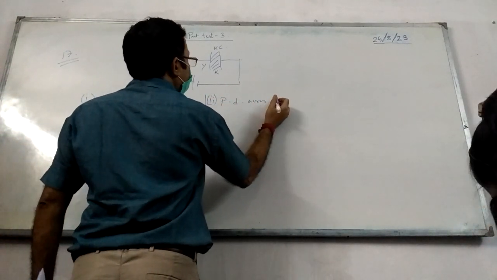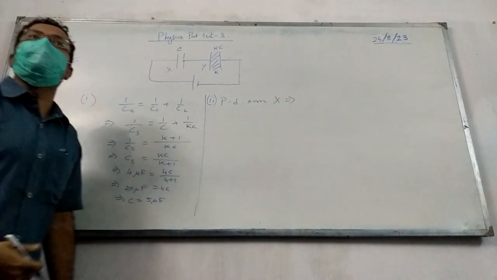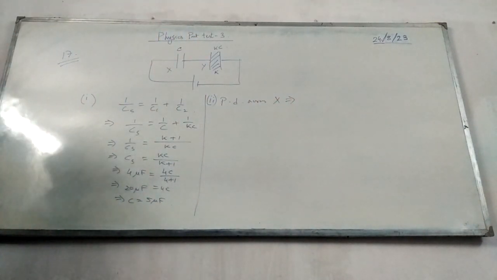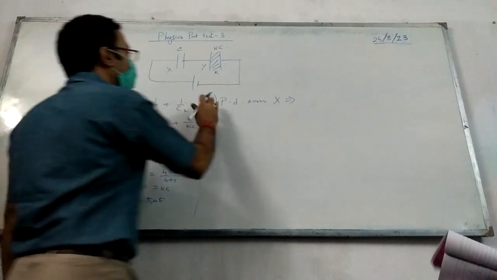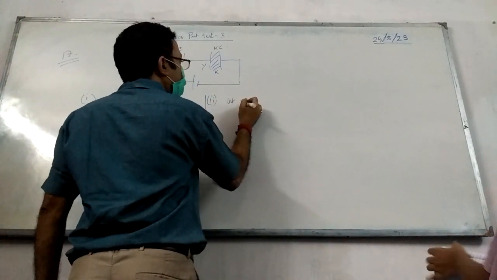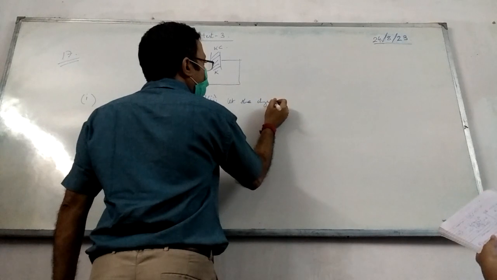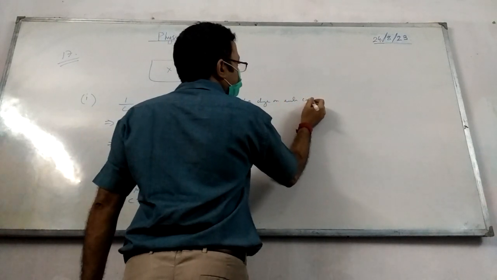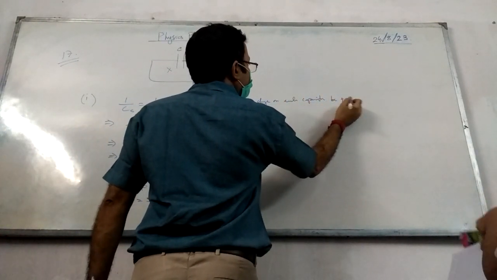PD across X. How will we find it? How do you find the potential difference? V equal to Q by C, right? But where will we get Q from? How do we find Q? So first we need to find Q. You know in series connection the charge is the same on both the capacitors. In series connection charge is same. So let the charge on each capacitor be Q.